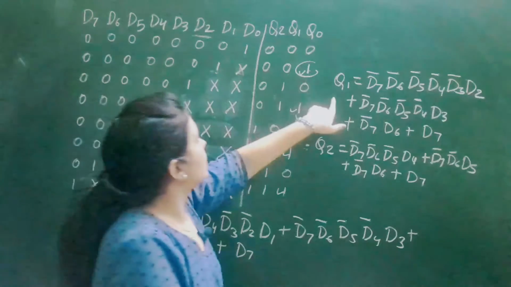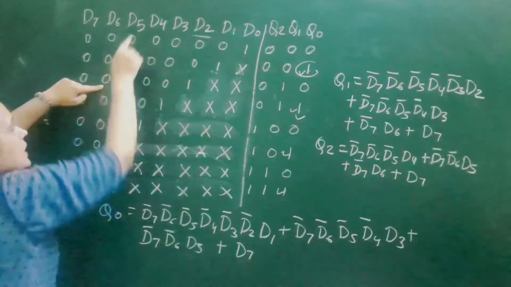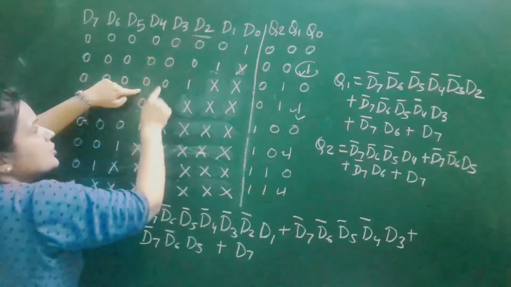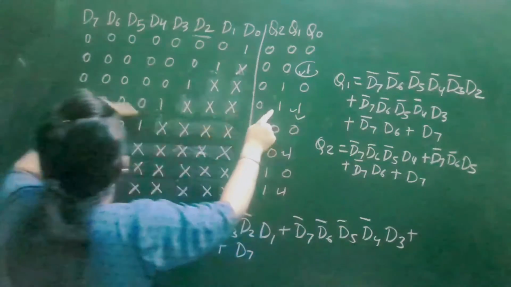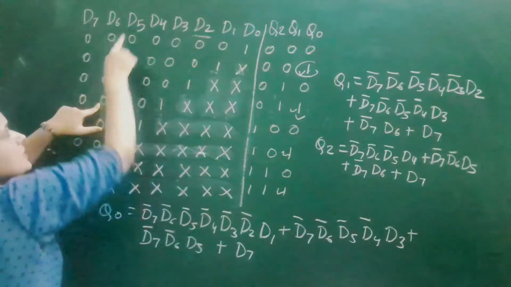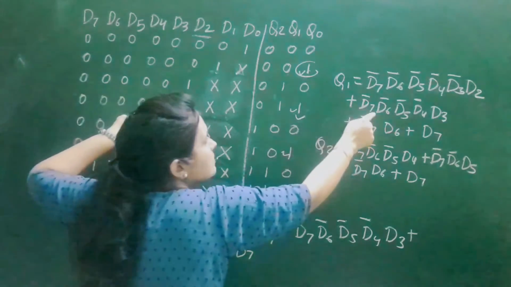For Q1 also, here we observe that D7 should be 0, D6 should be 0, D5 should be 0, D4 should be 0, D3 should be 0 and D2 should be 1. So the expression will be this. Here D7 should be 0, D6 should be 0, D5 should be 0, D4 should be 0, but D3 should be 1. So the minterm will be this.